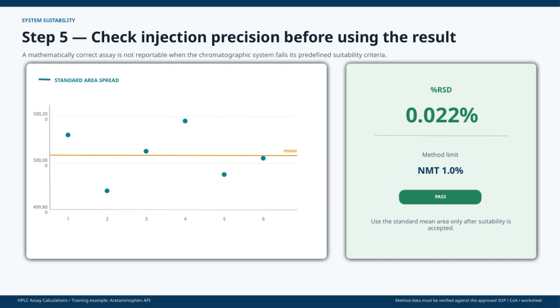predefined suitability criteria. Looking at the standard area spread data, you see a series of 6 injections with peak areas close to 500,000. The calculated percent relative standard deviation, or percent RSD, is just 0.022%, which is significantly below the method limit of not more than 1%. This excellent precision confirms that the system is performing properly. Only after confirming that the system suitability criteria are met should we use the mean standard area for further calculations. This step ensures the reliability and integrity of the assay results before they are reported.